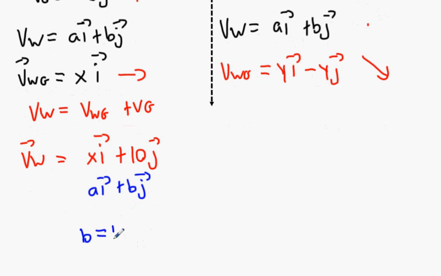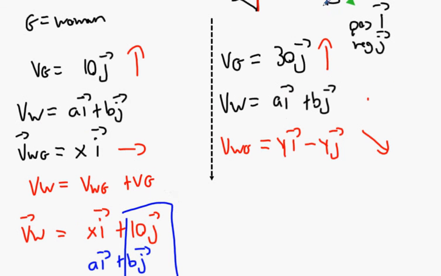b is equal to 10. Do you see that? The j components match up. So I can find that b equals 10 right away. Can't do anything for the x part, but I can find that. I can find one half of my answer, which is great. So b equals 10. I go to scenario B. I line up the same way.